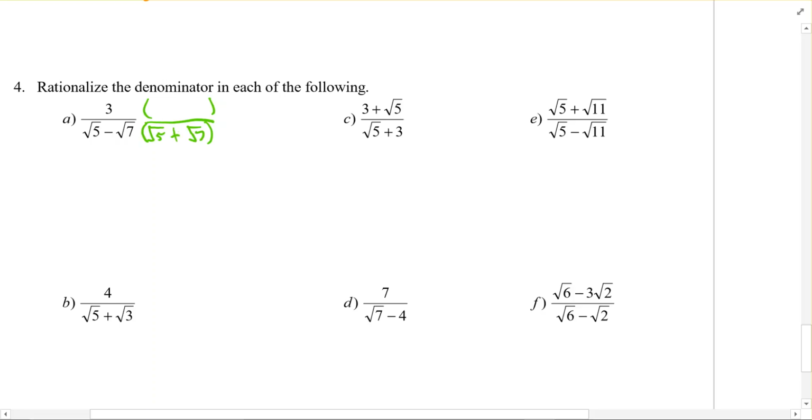And I can't just go around multiplying by that. I have to multiply the top by that too, because that's just equal to 1. I haven't changed anything, right? This whole thing I have in green here, that's 1.